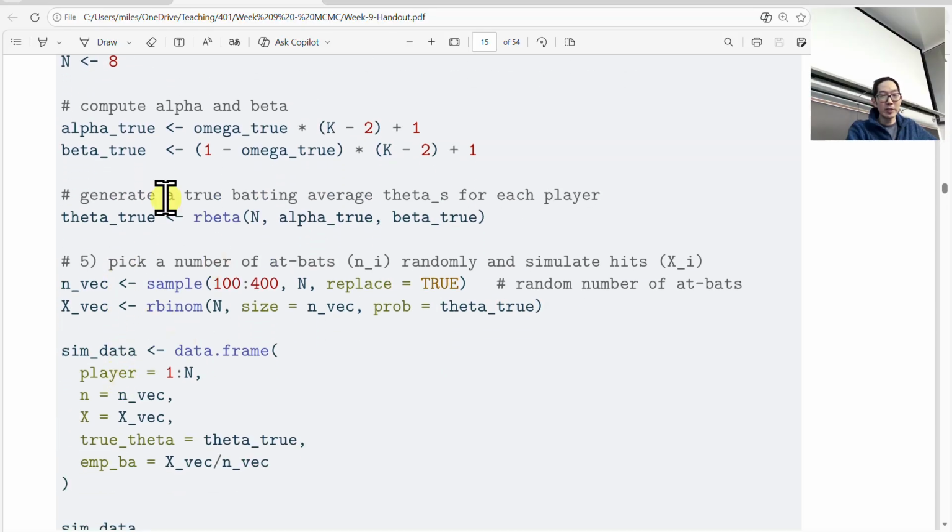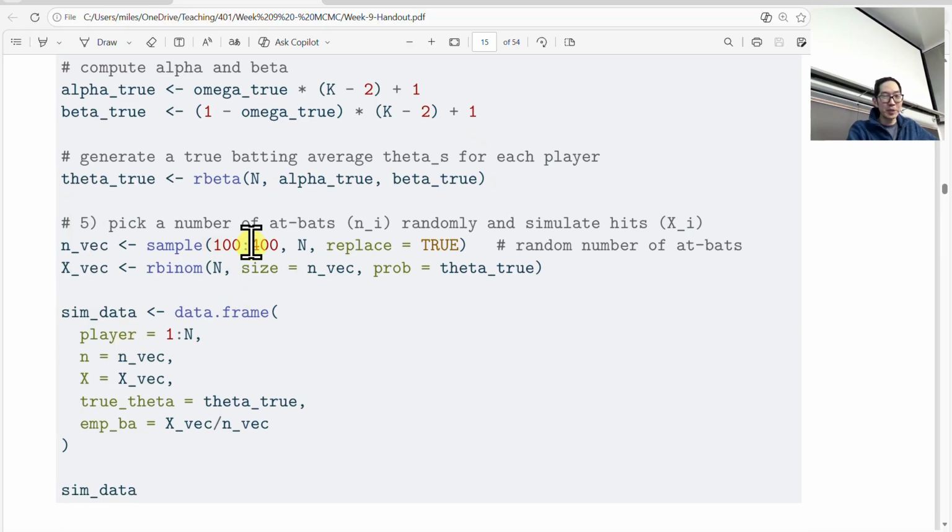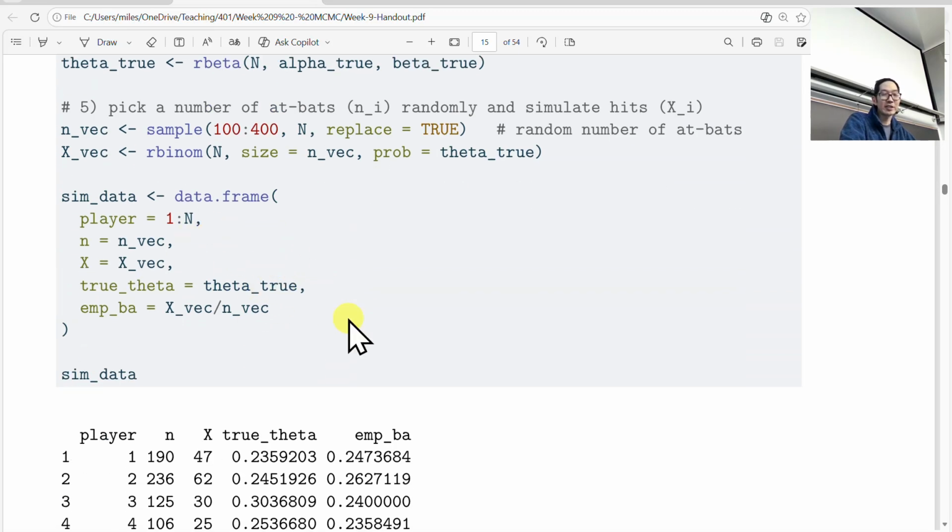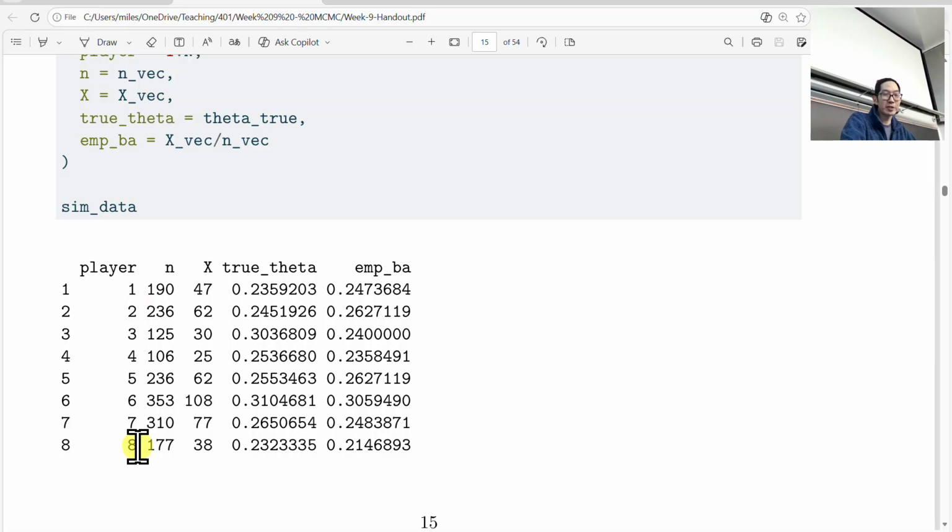Okay. And then once I have those theta values, I'm going to generate values for the number of hits. Here I'm going to just pick a random number for the number of at-bats, a random number between 100 and 400 at-bats for their actual data. And then we will generate how many hits they get, based on the thetas that were generated. And then I'm going to put them all together into this data frame here. So here are my 8 players.